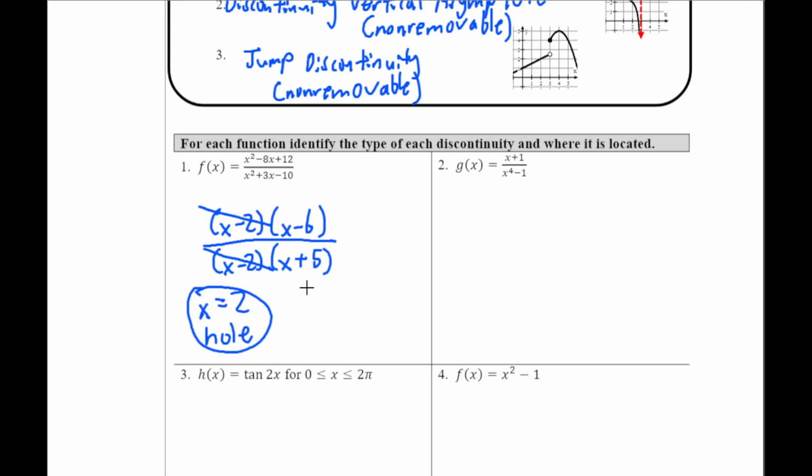Whatever x value makes the bottom 0 after it's simplified, that's where there's a vertical asymptote. So when x is equal to negative 5, the bottom is 0, but the top isn't. That's what we call a vertical asymptote, VA for short. And again, the hole is removable, and the vertical asymptote is a non-removable discontinuity.